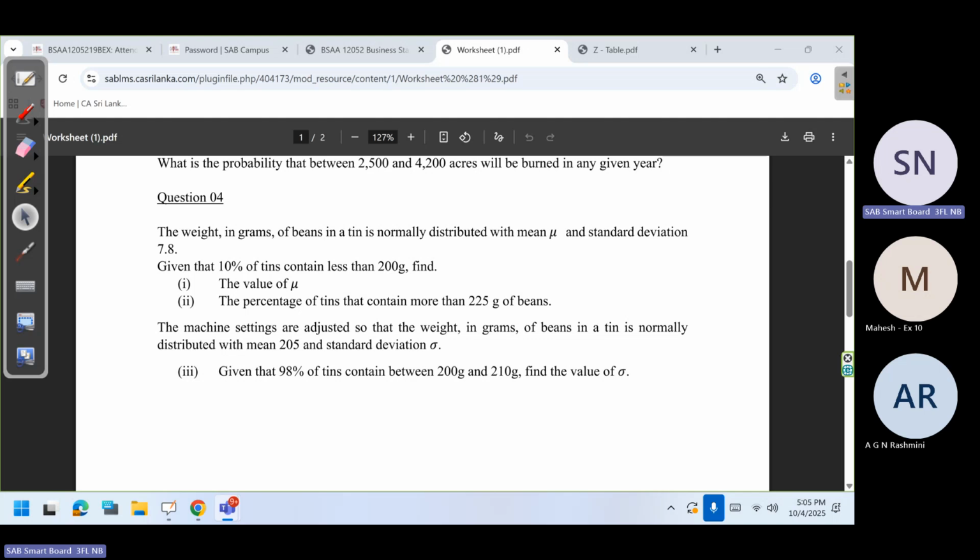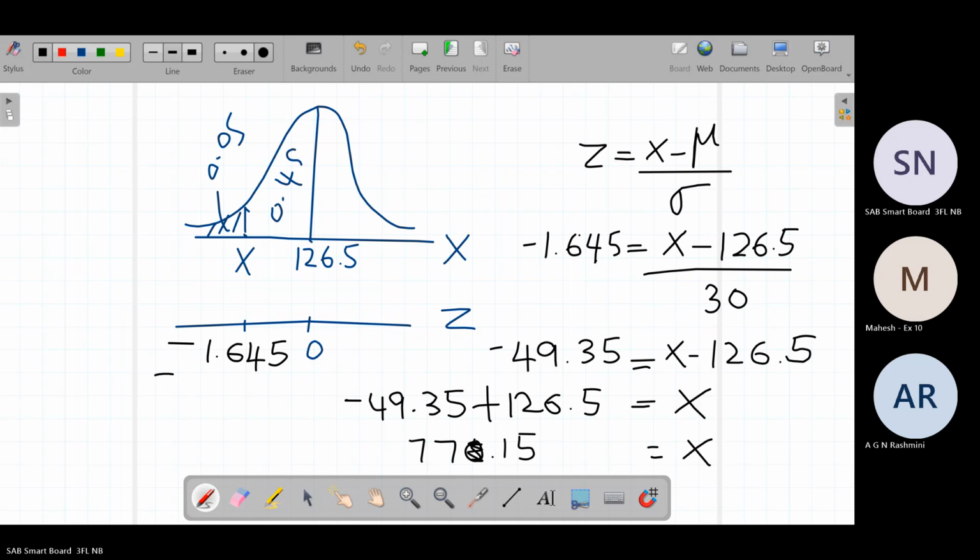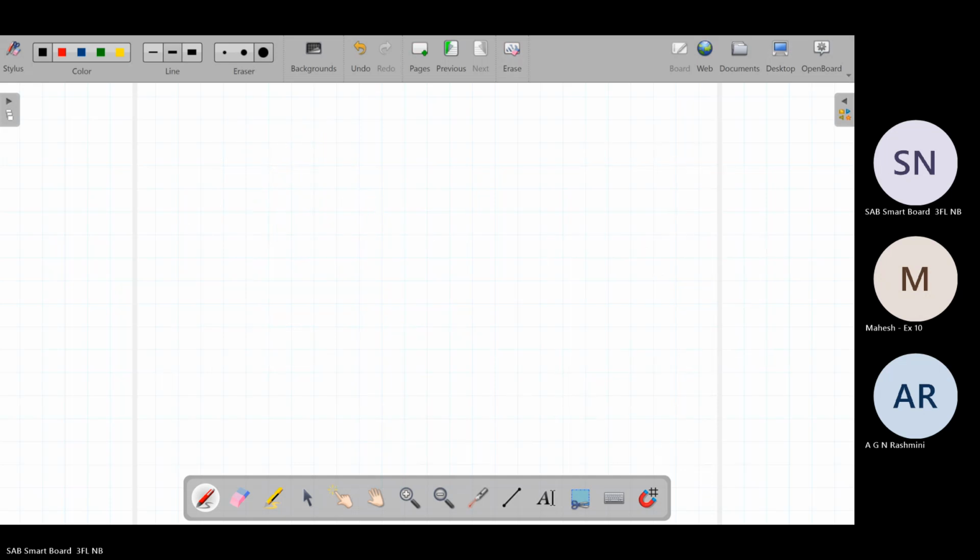Then the first one asks, calculate the value of mu. The value is between here. Okay, then where can we start to find the mu value? First you define what x is. Here x is what? Weight.